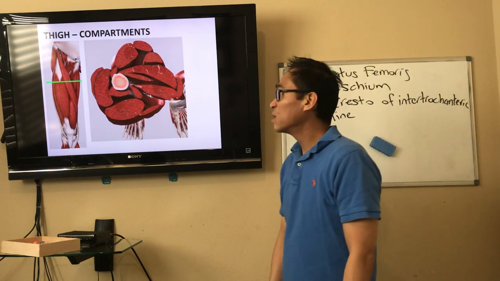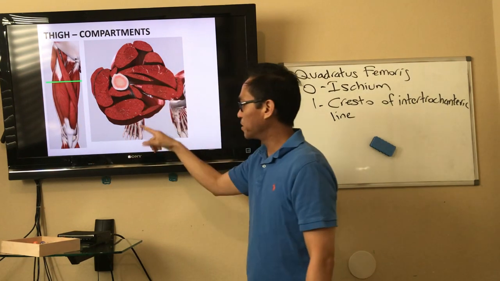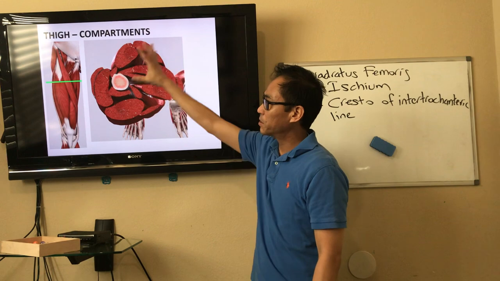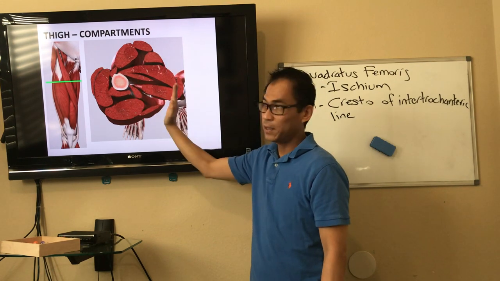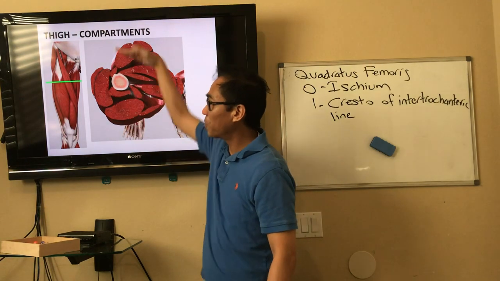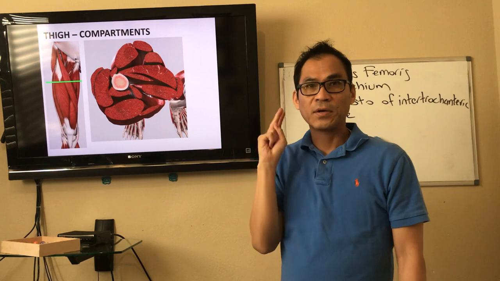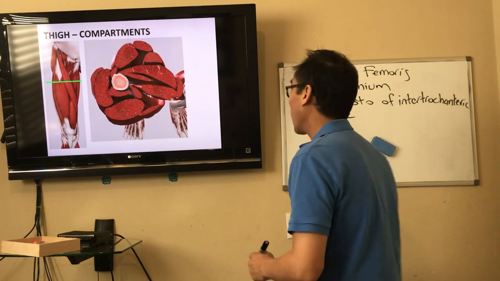So what I did was, in the app, they just made a cut there and looked down. You can see the feet, so I'm looking down. This is a cross-sectional view. So that's medial, this is anterior, that's posterior. And those are the three compartments: medial, anterior, posterior compartments of the thigh.